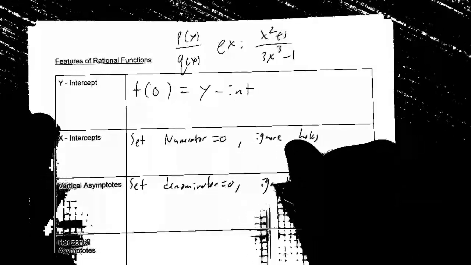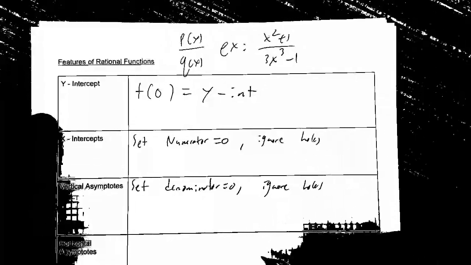And again, you ignore the holes. Horizontal asymptotes, we just did this. So this is the same as when limits go to what? Limit goes to infinity, right? You're seeing what the behavior of the graph is as x approaches really big numbers.